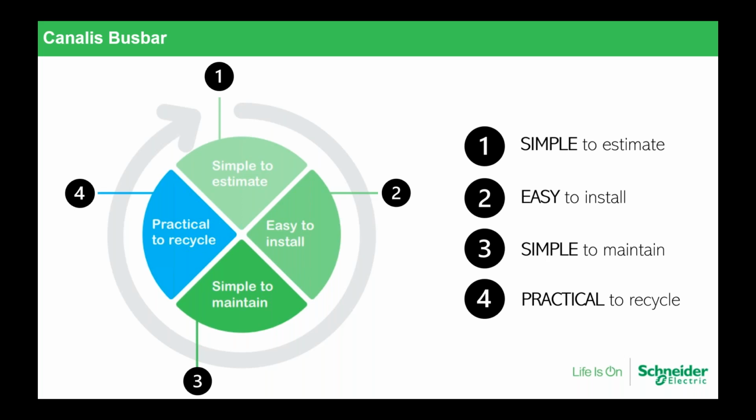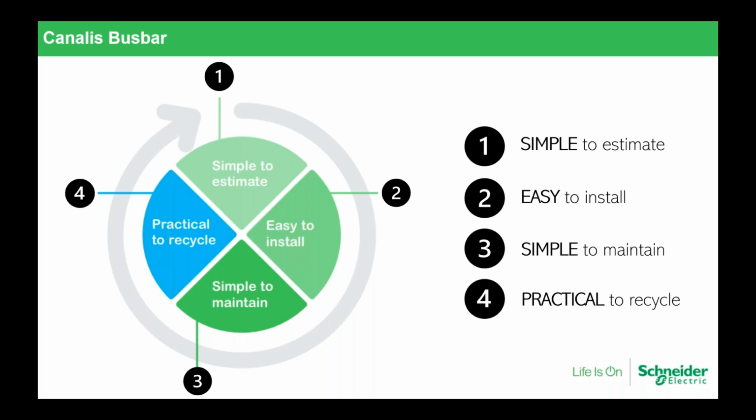The second one is easy to install, and I mentioned this again several times. Why? Because the compact nature of the Canalis offer makes it easy to integrate in all parts of the building. It's like Lego, plug and play. And since it's based on the decentralized architecture, as we saw earlier, Canalis can be installed at the same time. And I think I need to say this, it's quite a very big advantage.